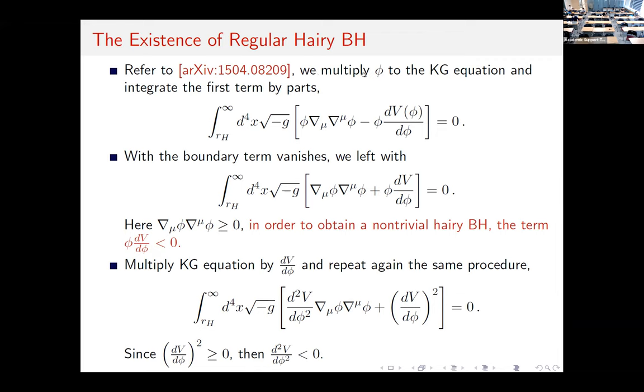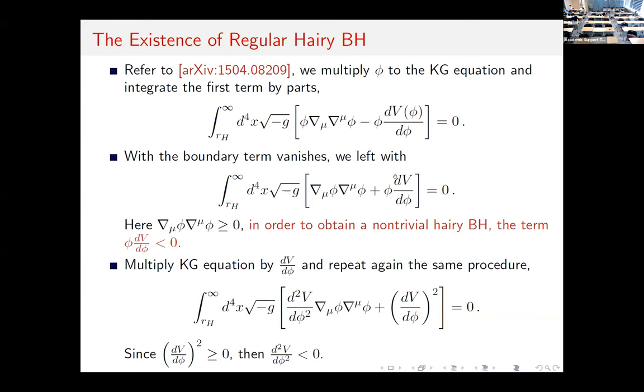Here, for the first part, we multiply the scalar field to the Klein-Gordon equation, and this is what we get. Then we integrate this term by parts. The boundary term will vanish at the horizon and at infinity when you substitute the expansion into the boundary term. So this is what we are left with. The contraction of this scalar field gradient will be greater or equal to zero, because the scalar field is independent of time, so this product will be space-like, meaning greater or equal to zero.